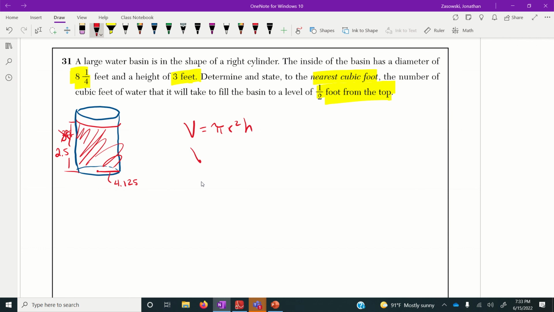That formula is on your formula sheet that you're going to tear off when you get your test in the back. We're doing pi times 4.125 squared, the radius squared by the way, times our height, 2.5. And then we're going to round to the nearest cubic foot.